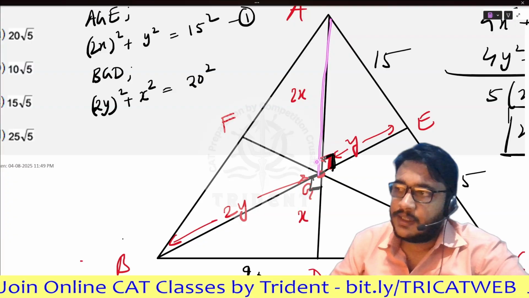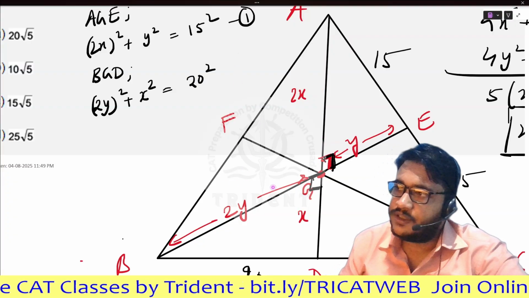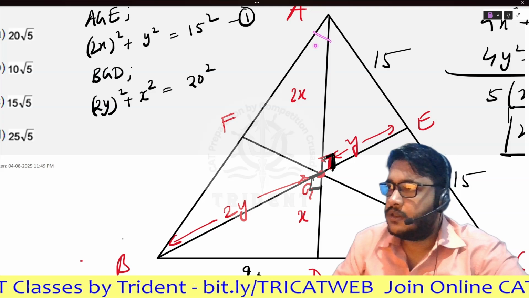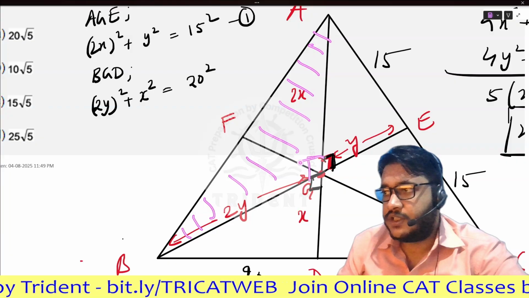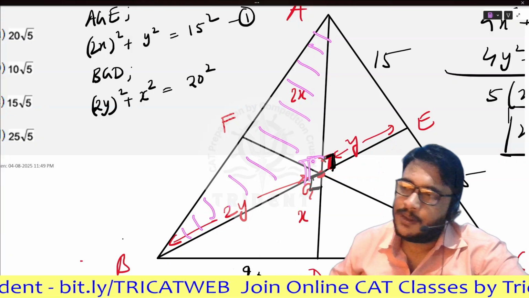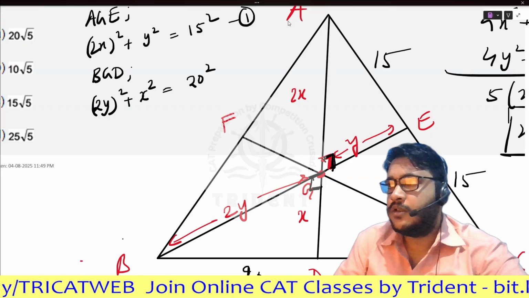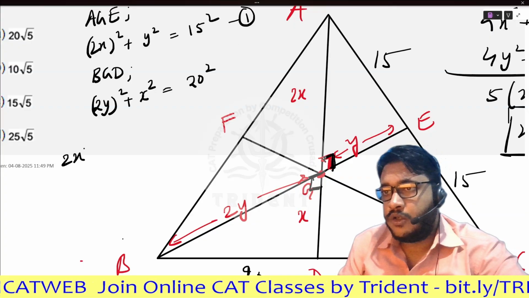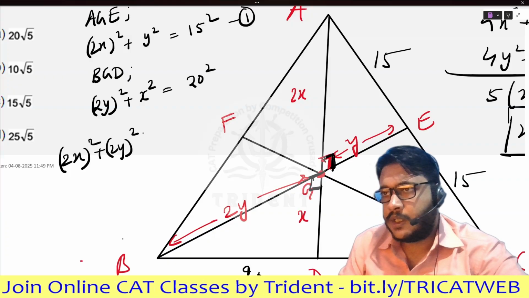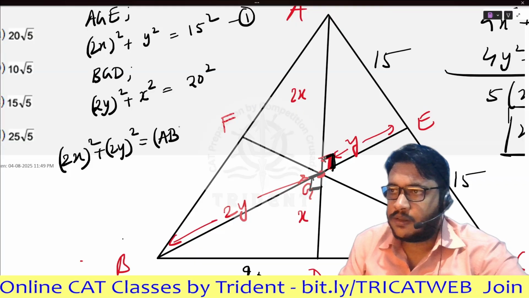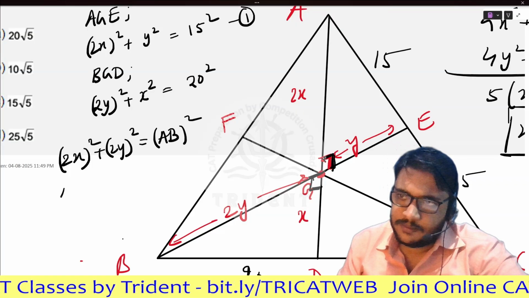That is, this is also a right angle triangle. Angle ABG. This triangle is also a right angle triangle, right angled at this G. BGA is a right angle. So we can again use the property of Pythagoras theorem to find that out, which is 2x the whole square plus 2y the whole square will be AB ka whole square. So this is 4x square plus 4y square.